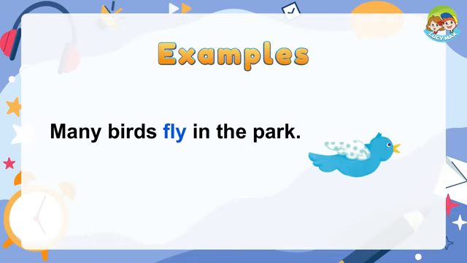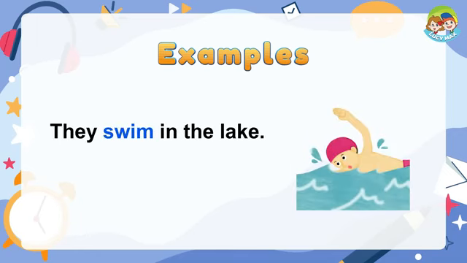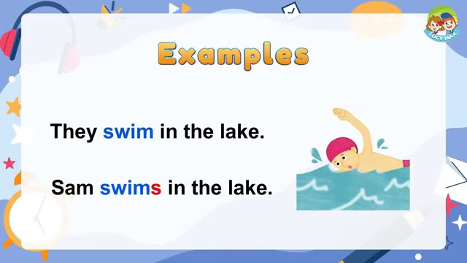Many birds fly in the park. The verb fly does not have an S because there are many birds. A bird flies in the park. The verb flies has IES because there is only one bird. They swim in the lake. Sam swims in the lake.